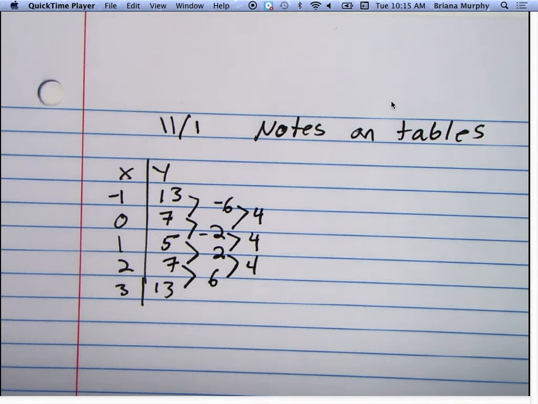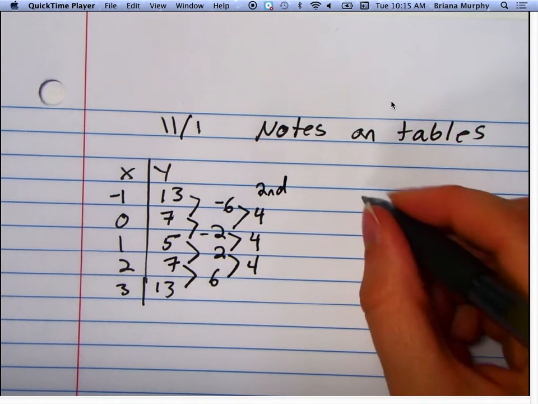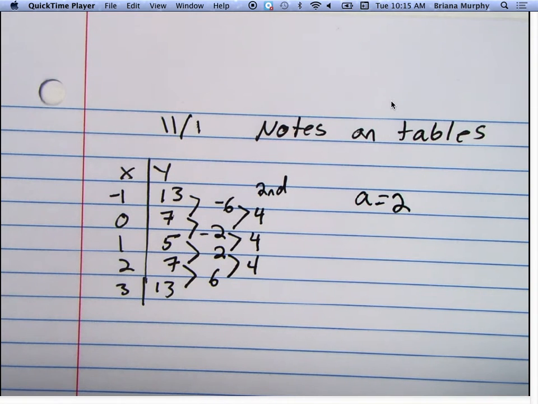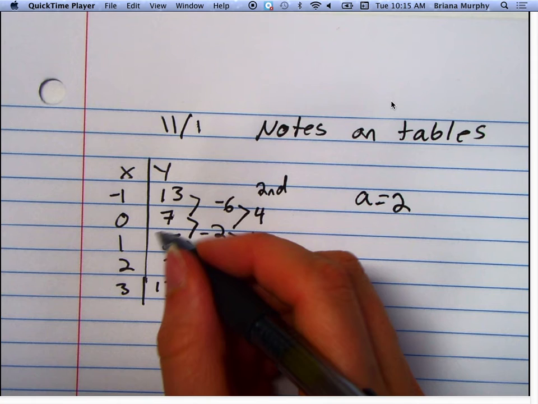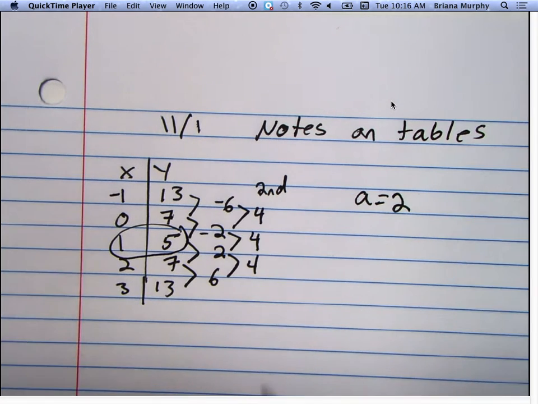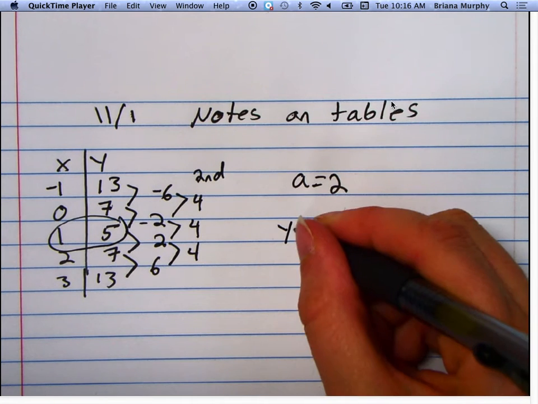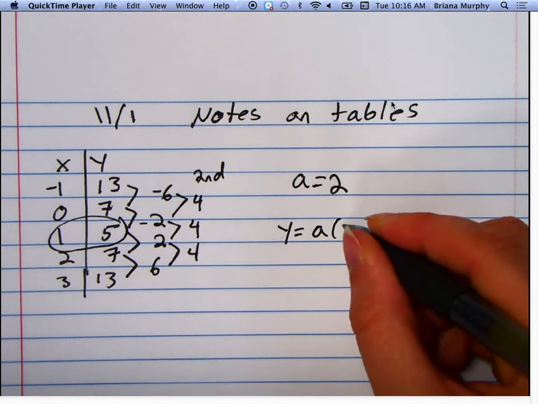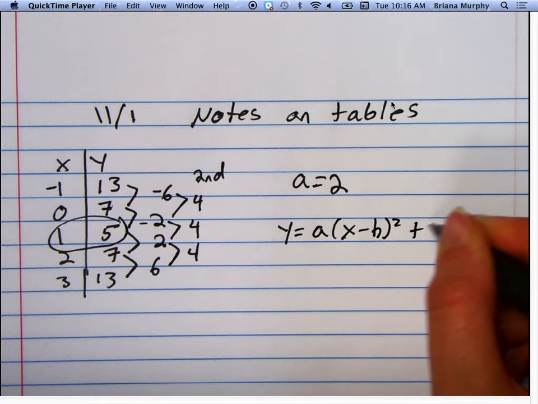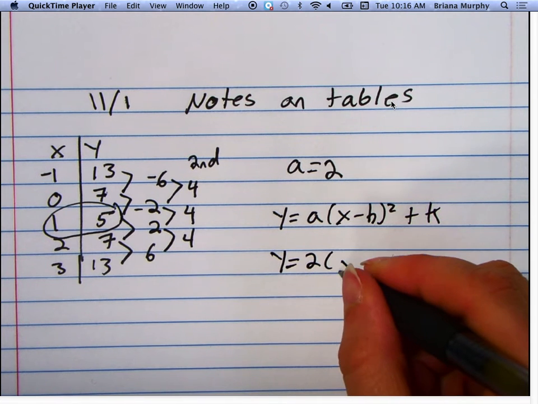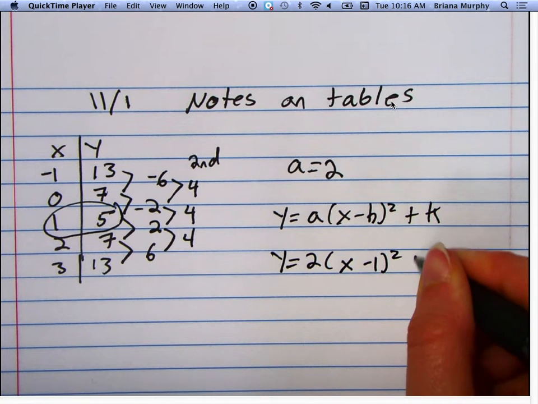Okay. So this is my second difference, which means my A value is 2. Remember, it's half the second difference. What else do I need? Vertex. Where's the vertex in this equation? 1 and 5. Okay, that's my vertex. So I can put it in vertex form. Y equals A times x minus h squared plus k. And I get y equals 2 times x minus 1 squared plus 5.